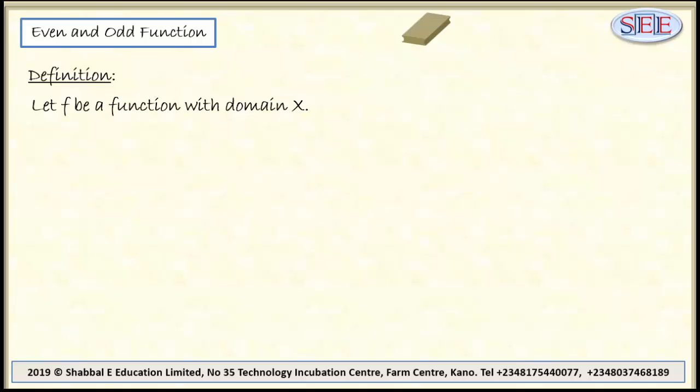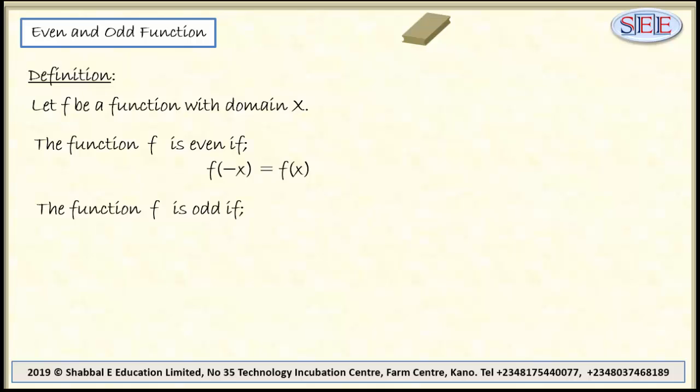Let f be a function with the domain x. The function f is even if f of minus x is the same thing as f of x. If this does happen, then the function f is said to be an even function.